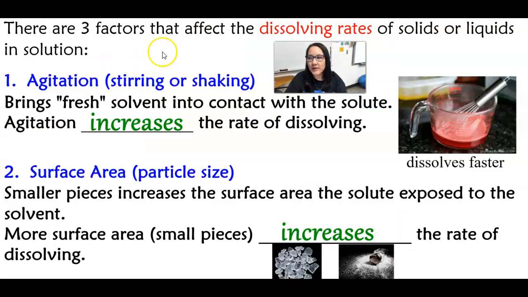So there are 3 factors that affect the dissolving rates of solids or liquids in a solution. Agitation, stirring or shaking, brings fresh solvent into contact with the solute and increases the rate of dissolving. Surface area or particle size. Smaller pieces increase the surface area, exposing it to more solvent. So more surface area or smaller pieces would increase the rate of dissolving.